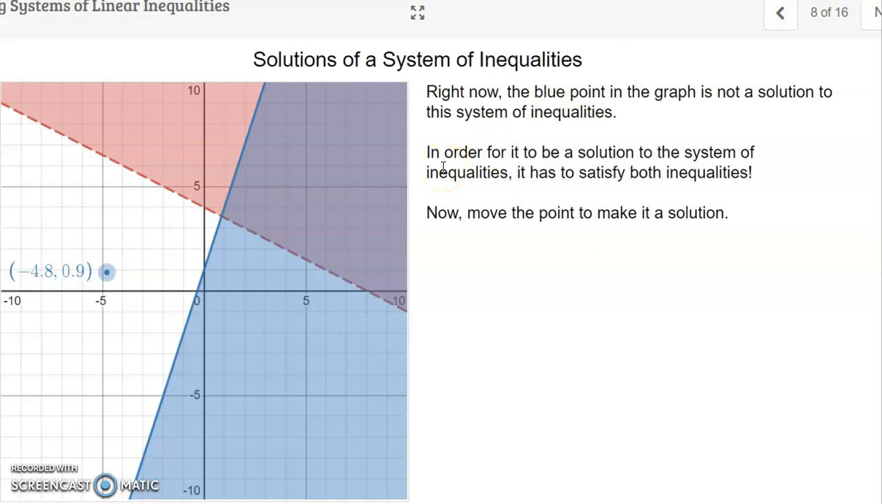The blue point in the graph is not a solution to the system of inequalities. In order for it to be a solution to the system of inequalities, it has to satisfy both inequalities. So we have to have it in the purple region. So let's move that to the purple region right there.